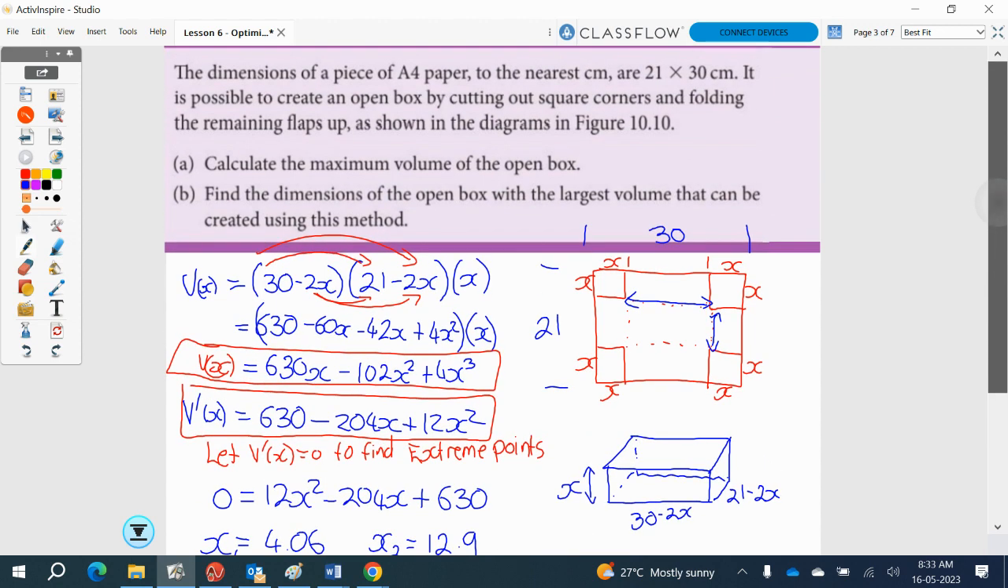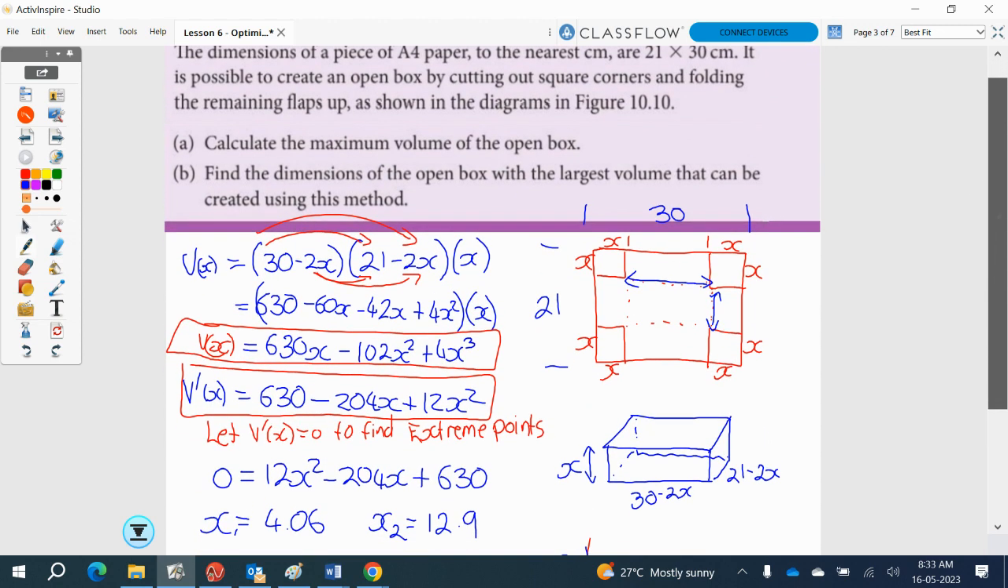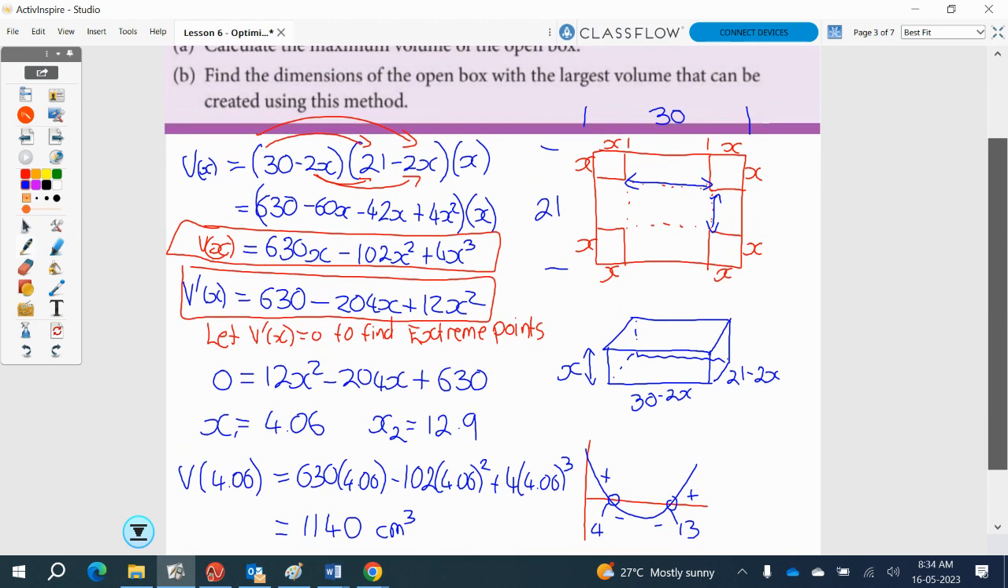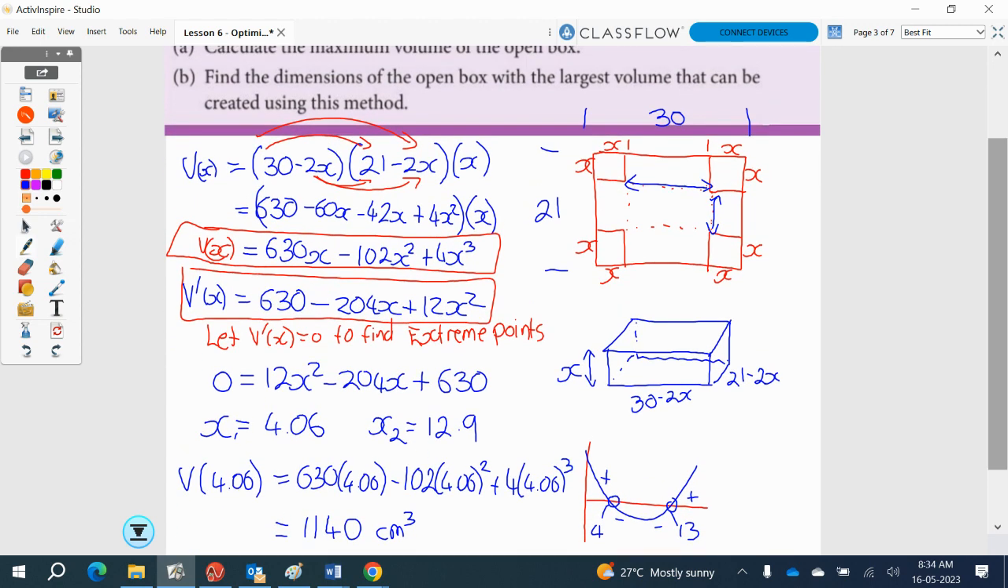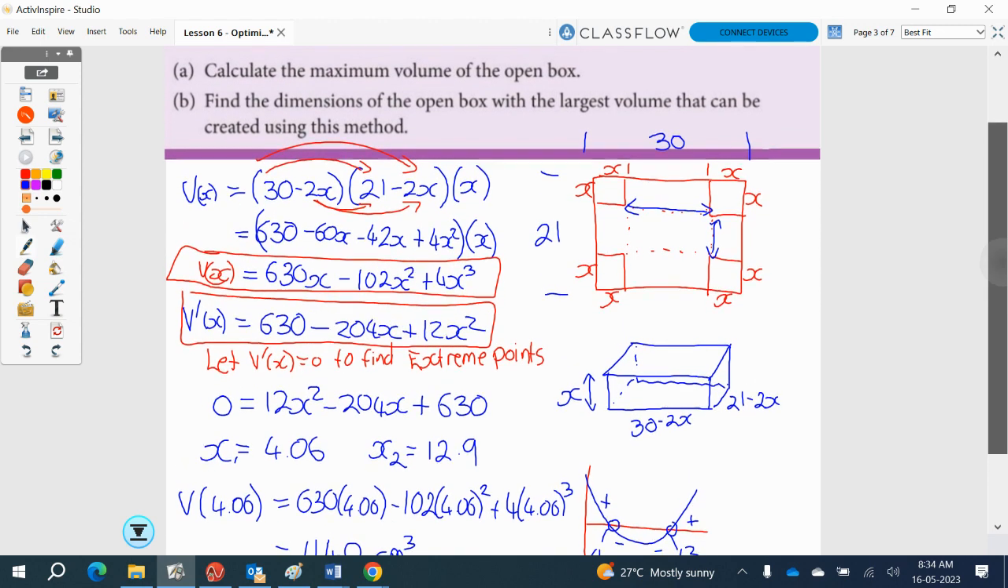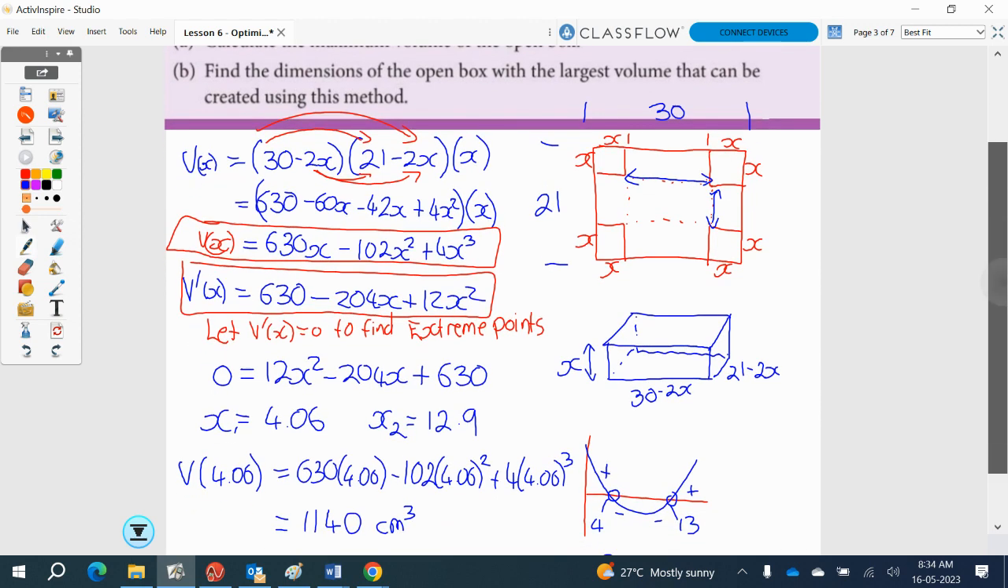So where are we up to? Find the dimensions of the open top box that can be created. So we haven't quite answered the question yet. Look at B. What do we need to do here for B? We've got that. That was A. This is A. So we need to find the dimension.